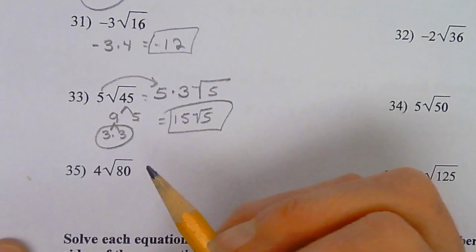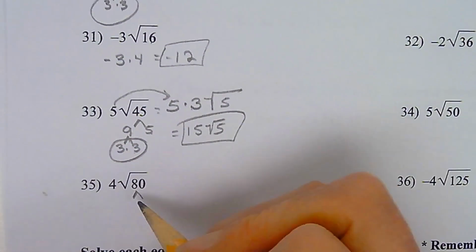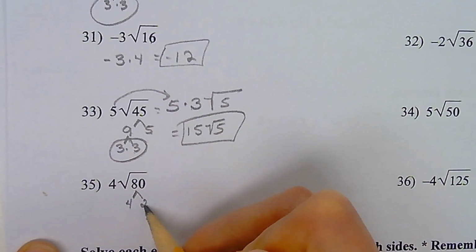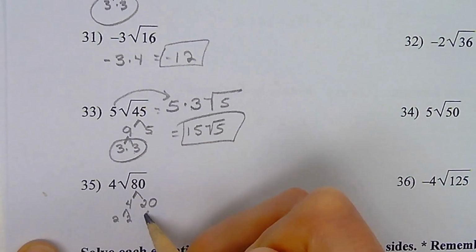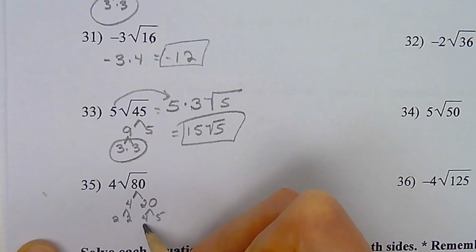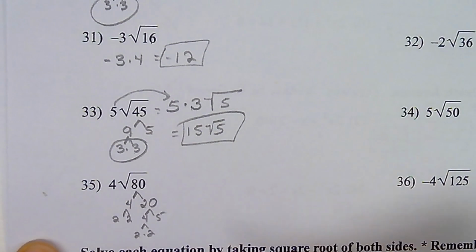Number 35, I'm going to break 80 down into its prime factors. I'll try 4 and 20. There's a perfect square, so that's going to come out, the square root of that. This is 4 times 5, and this is 2 times 2. So we have 2 times 2 times 2 times 2 times 5.